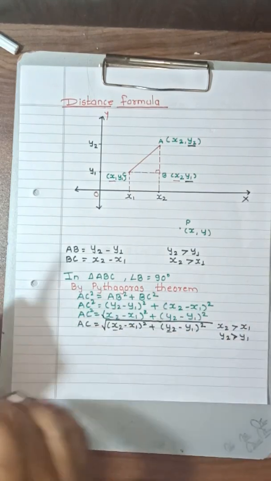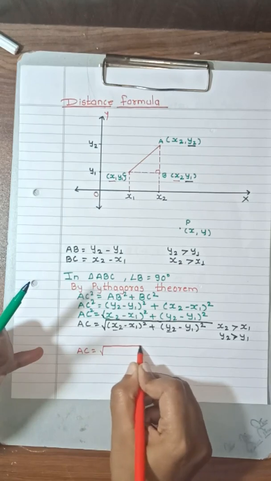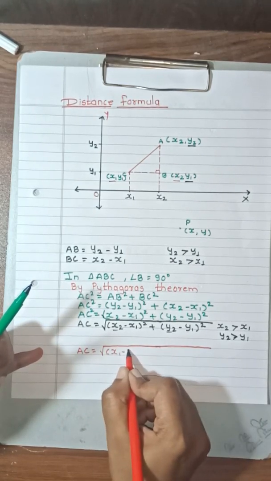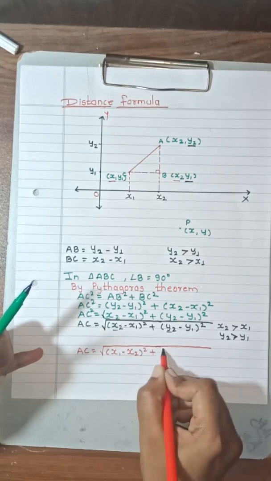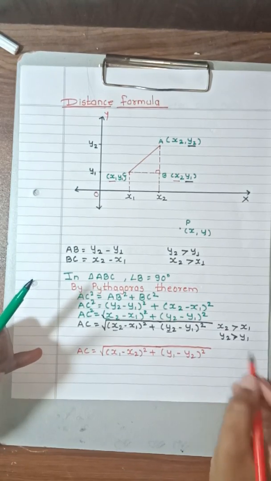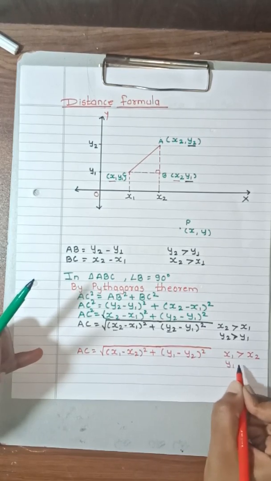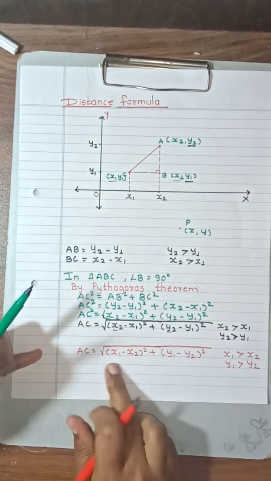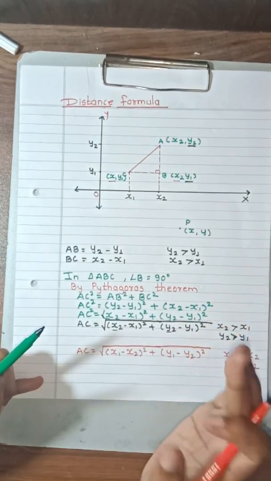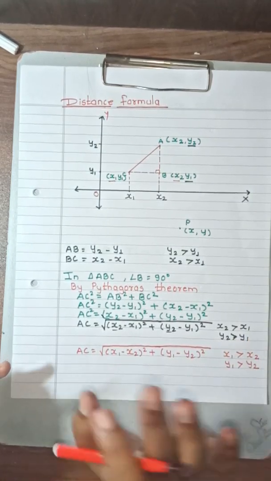You can also write this formula in this way. AC is equal to under root of (x1 minus x2) bracket square plus (y1 minus y2) bracket square, but you have to mention here that x1 is greater than x2 and y1 is greater than y2. You have to see whether x2 is greater or x1 is greater. First of all, you have to identify that, and in that way you have to use this formula. It is not going to cause any difference.